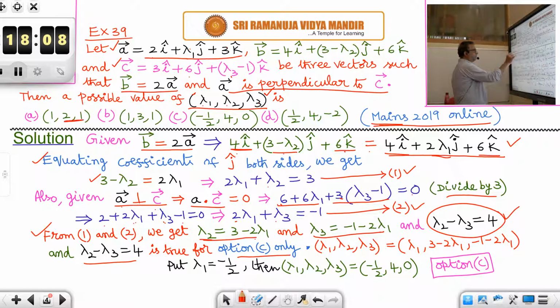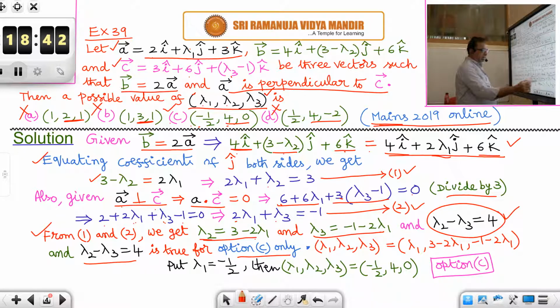Here second number minus third number: 2 minus 1 not 4. 3 minus 1 not 4. 4 minus 0, 4. Okay. This must be correct. So 4 minus minus 2, 6. This is also not correct. So A, B, D are wrong because lambda 2 minus lambda 3 is not 4 for them. Here it is correct. Okay. But the first value lambda 1, that is arbitrary. You can take any value.